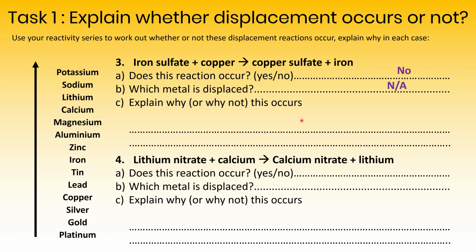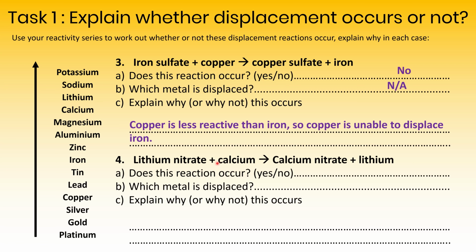Let's explain why this reaction doesn't occur. Copper is less reactive than iron, so copper is unable to displace iron. Example 4. Someone said that lithium nitrate can react with calcium to form calcium nitrate plus lithium.